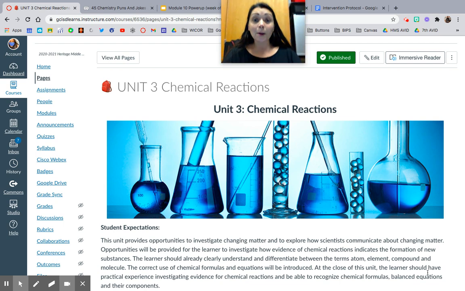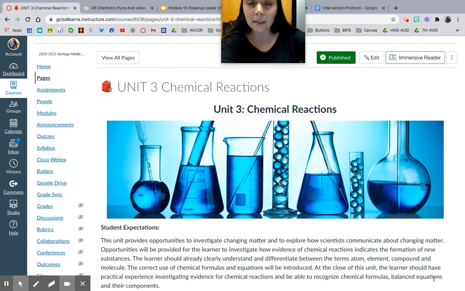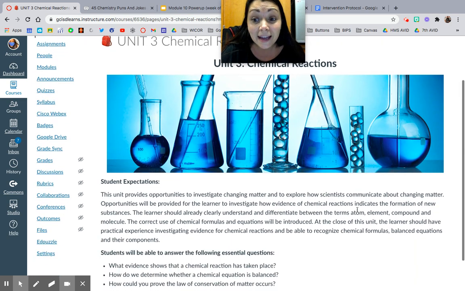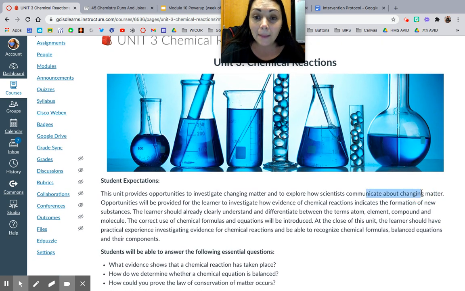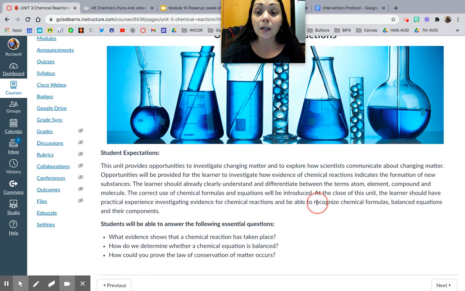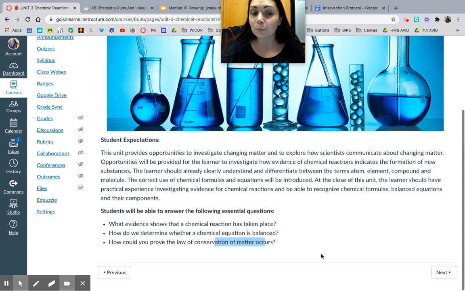So remember, backpack is things that you want to keep for reference and to refer back to. So these are all our student expectations. We're going to be learning about chemical reactions, so all about changing matter. We're going to talk about evidence or proof for chemical reactions, so physical versus chemical changes. And then we're also going to talk about the difference between an atom, an element, a compound, a molecule, and a mixture. We are also going to recognize chemical formulas. We're going to balance chemical equations. And we're going to talk about the law of conservation of matter, which is pretty cool.